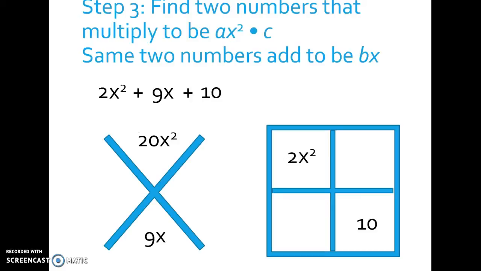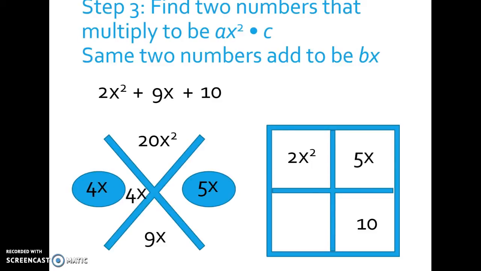Then we look for two numbers that multiply to make 20x squared and add to make 9x. And we found that those two numbers were 4x and 5x. And those two numbers also go in the box.